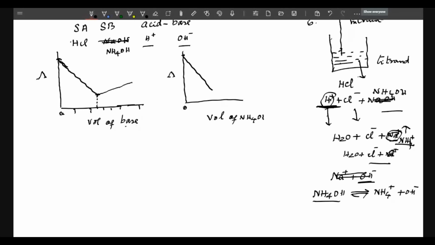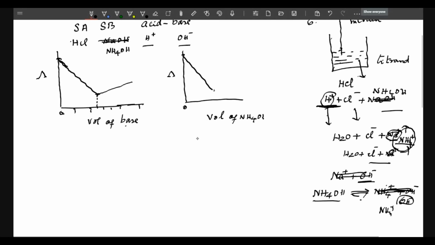Why? Because ammonium ion is already present in the solution, equivalent to the H plus ion, because H plus ions are replaced by ammonium ion up to the equivalence point. In the presence of such an ammonium ion concentration, since it is a weak electrolyte, we can say that there is no more ionization of ammonium hydroxide. Therefore, OH minus ion concentration would not be there, zero. Therefore, after this equivalence point, the conductivity would remain constant.